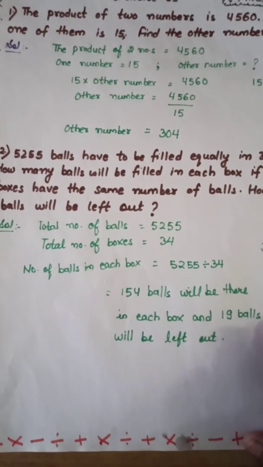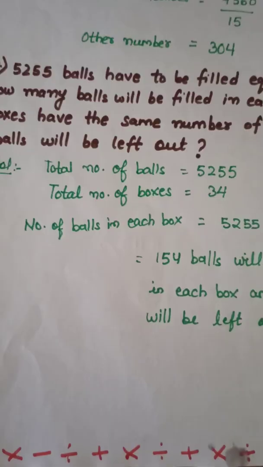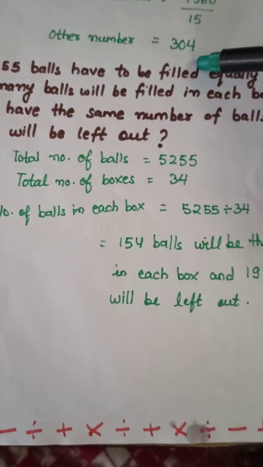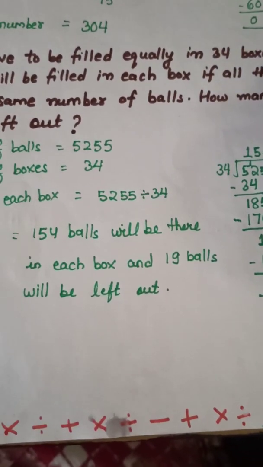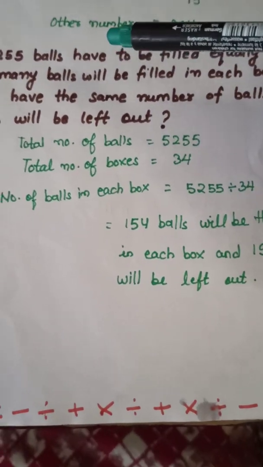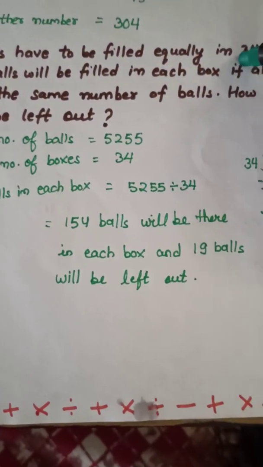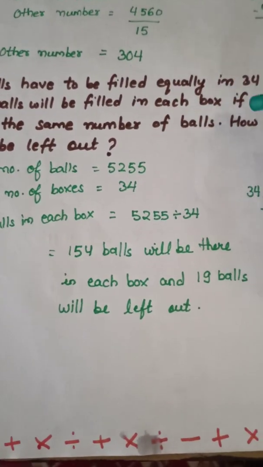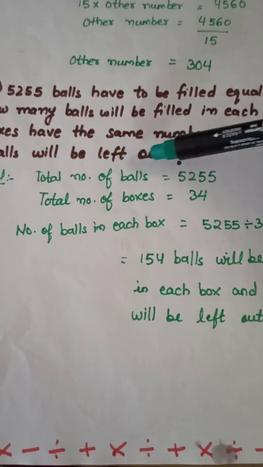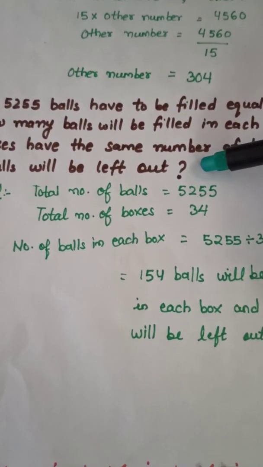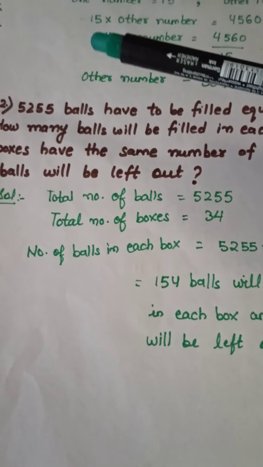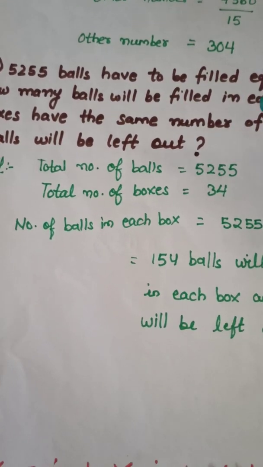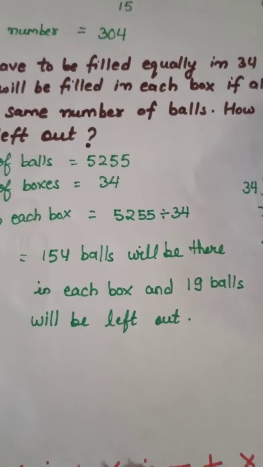Now let us move on to question number 2. Question number 2 says 5255 balls have to be filled equally in 34 boxes. How many balls will be filled in each box if all the boxes have the same number of balls? How many balls will be left out? Let us understand what the question is saying. There are a total of 5255 balls which we have to keep in 34 boxes.